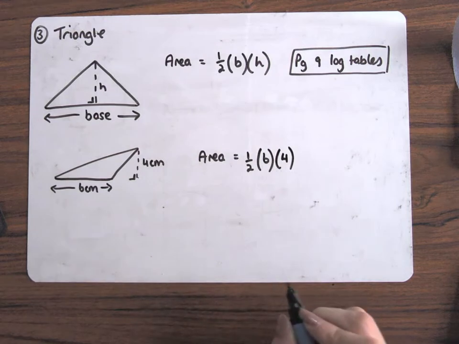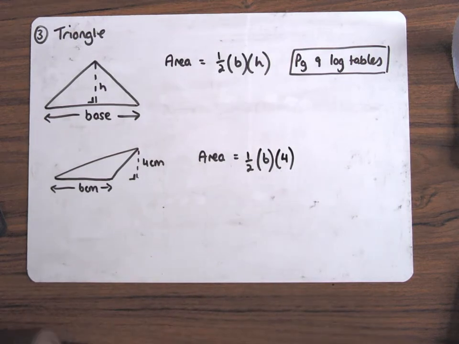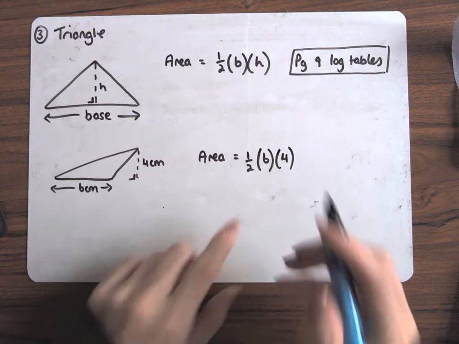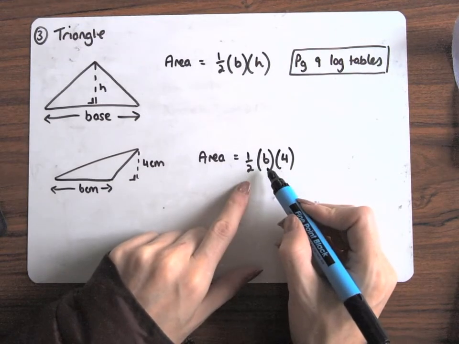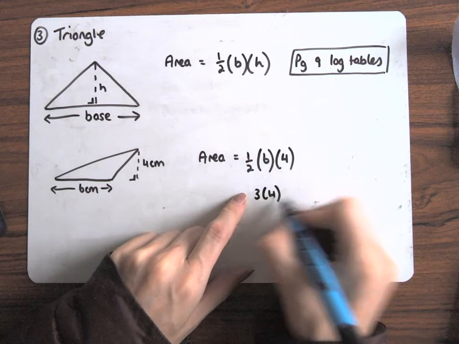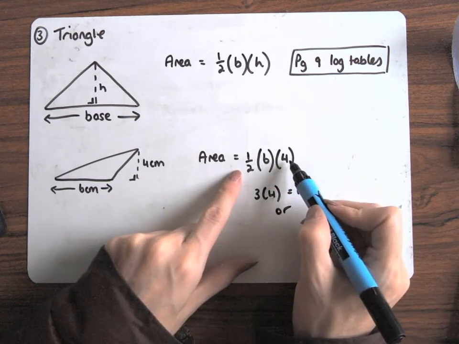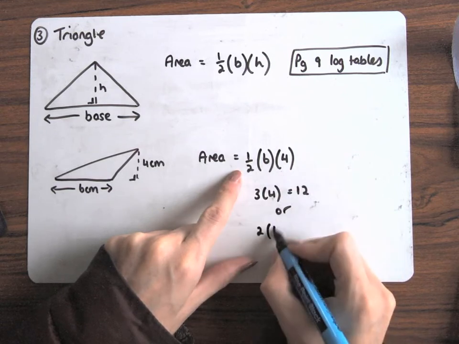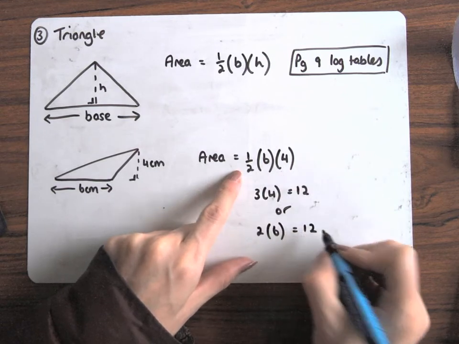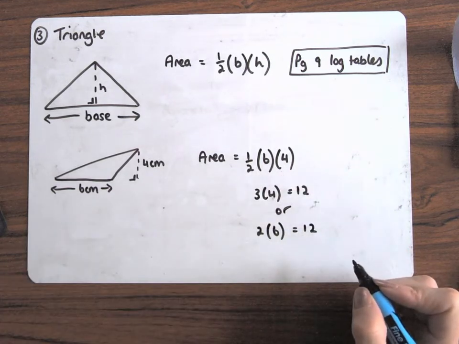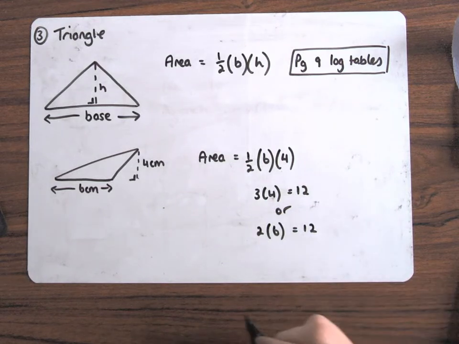Now, there's loads of ways you can do this. Obviously, the easiest is just throw it into the calculator if you want. Or you could do, what's half of 6? 3. What's 3 by 4? 12. Or, what's half of 4? 2. What's 2 by 6? 12. It will always work. That's a property of multiplying.